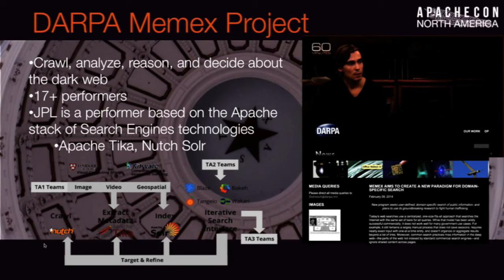MEMEX is 17 performers. There was a thing that recently came out in Forbes that said it's the Google killer. I don't know about that, but that's just people trying to build buzz about it. What it is, it's a set of 17 different companies and performers, and what we're doing is working on capabilities in various open source technologies to make them more suitable to the dark web.